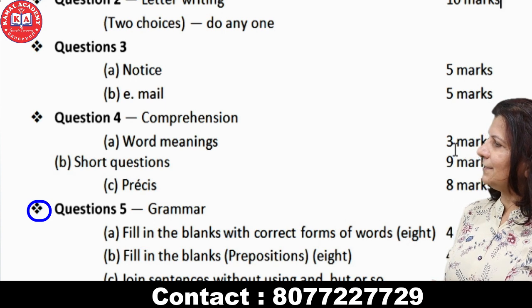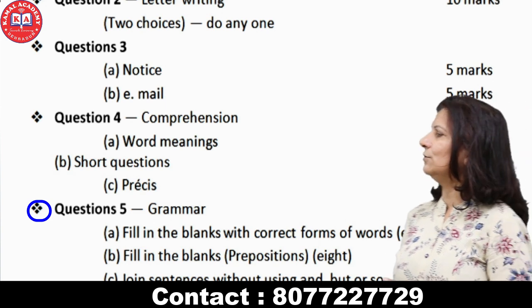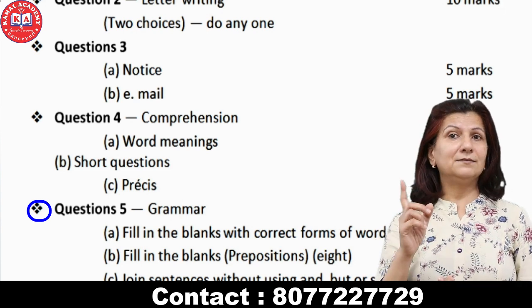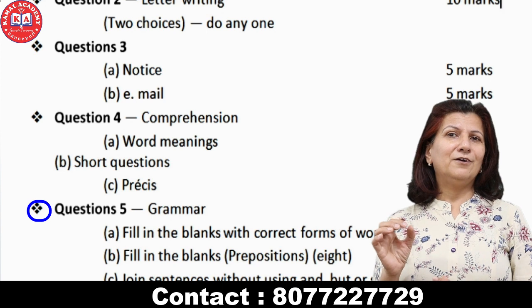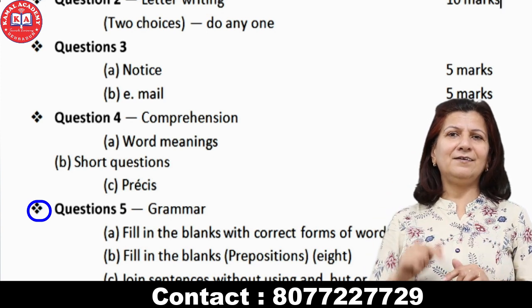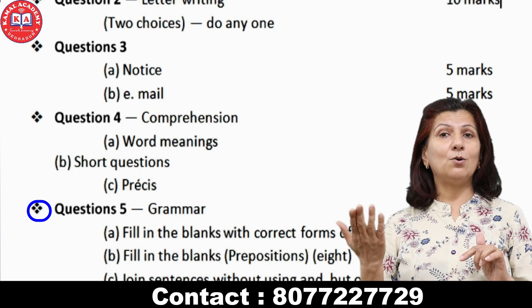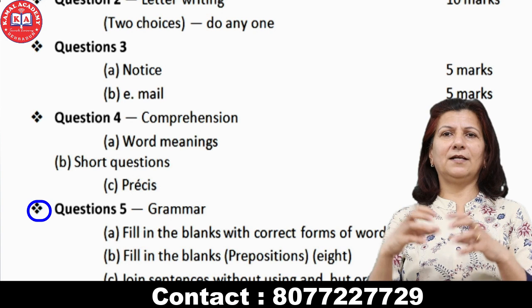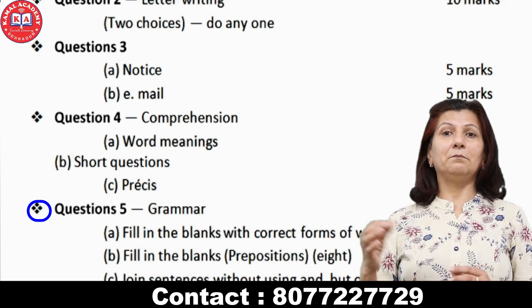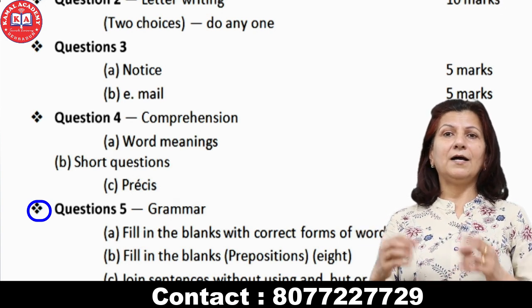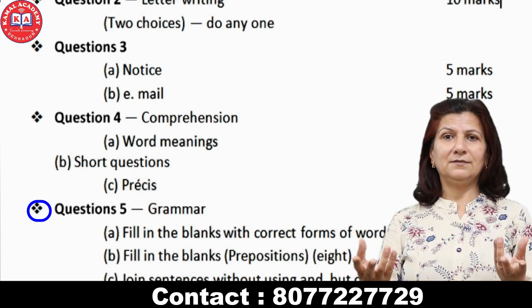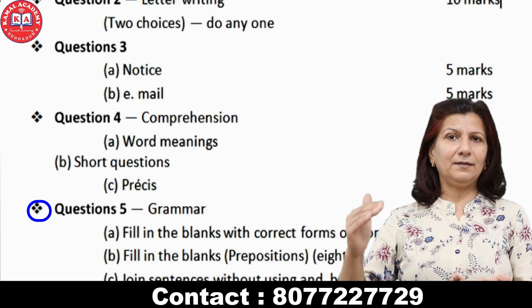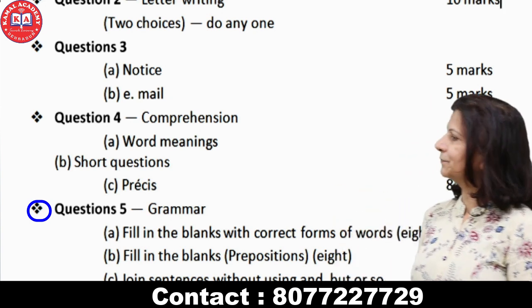Then comes join sentences without using and, but or so. It's easy to connect sentences, but what we have to take care of? Not to use and, but, so. Now think of all other words that you can use to connect sentences, like being, owing to, as well as, not only. So these will all come in the grammar section that I'll be taking up with you bit by bit.